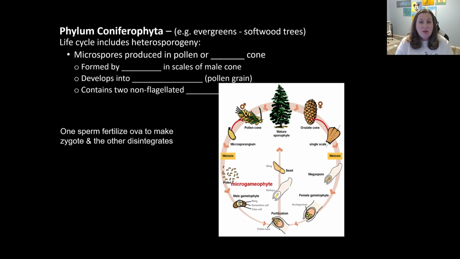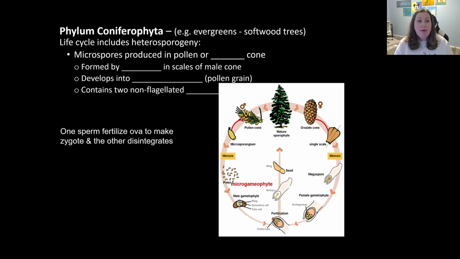Now, their life cycle does include heterospory. Before, in the other groups, we saw they had homospory, meaning the spores are going to be the same no matter what they're going to grow into, either male or female. Okay, we have to have 2 separate ones come together. This particular case, heterospory, means that they have to be different. The spores are even different.